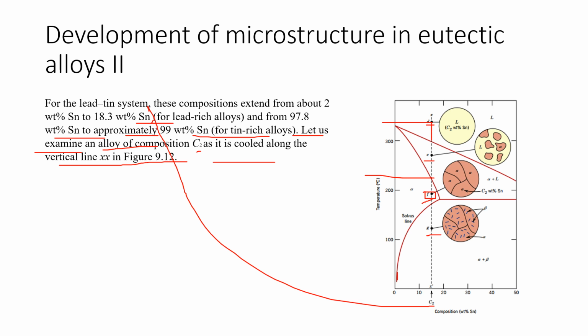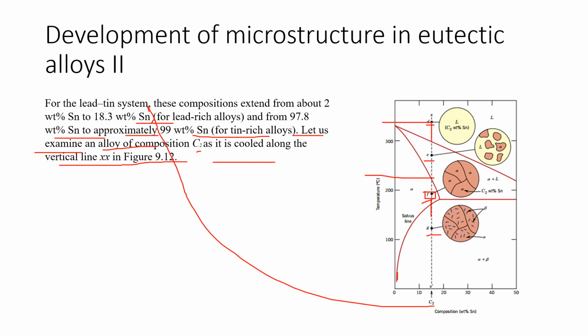The microstructure at point F consists of alpha grains of composition C2. Upon crossing the solvus line, the alpha solid solubility is exceeded, which results in the formation of small beta phase particles. These are included in the microstructure inset at point G. Small beta particles, you can see, form when the solvus line is crossed, after this point.